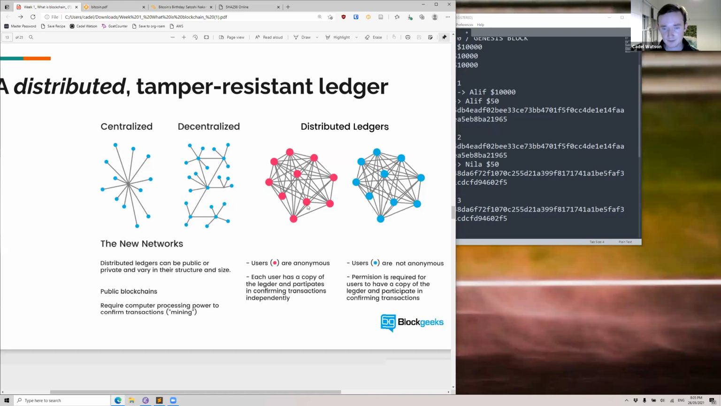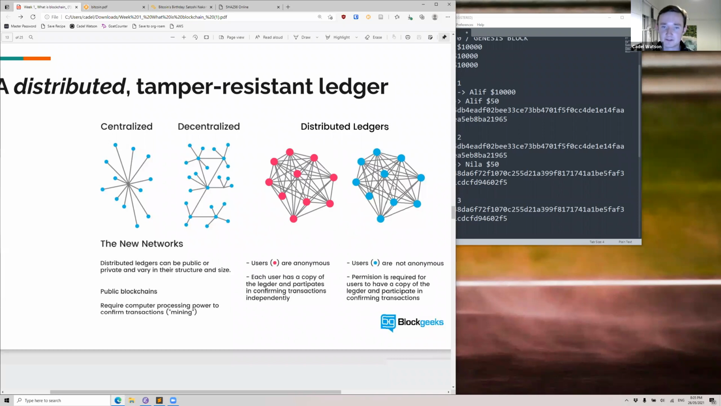In this diagram, we've got two types of distributed ledger. In the pink one, each of these users are anonymous, so anyone can join this network. And this is, say, the internet, right? Anyone can join the internet. You're anonymous unless you put your name on it. It's kind of free and open to all. And this is what we'd call a public ledger or a public blockchain.